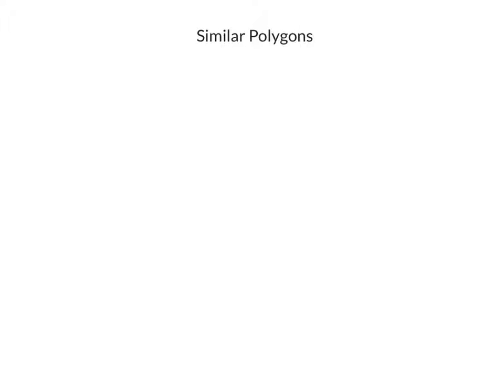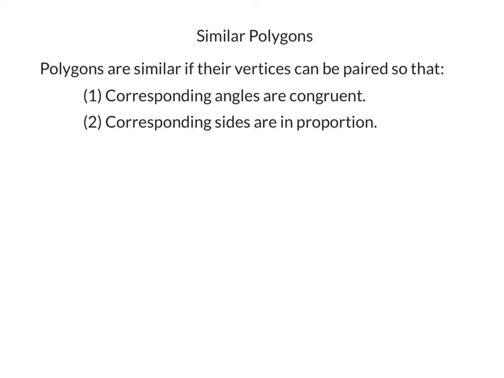This lesson is on similar polygons. So what are similar polygons? Polygons are similar if their vertices can be paired so that 1, corresponding angles are congruent, and 2, corresponding sides are in proportion. That is, their lengths have the same ratio.